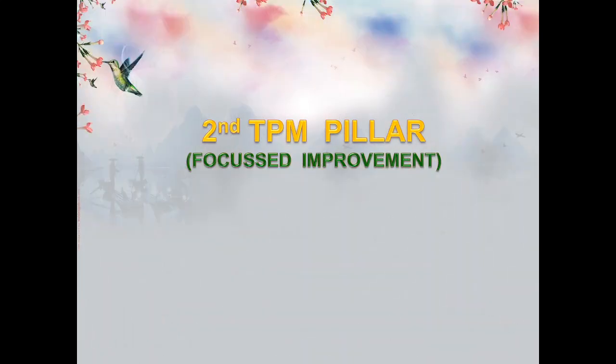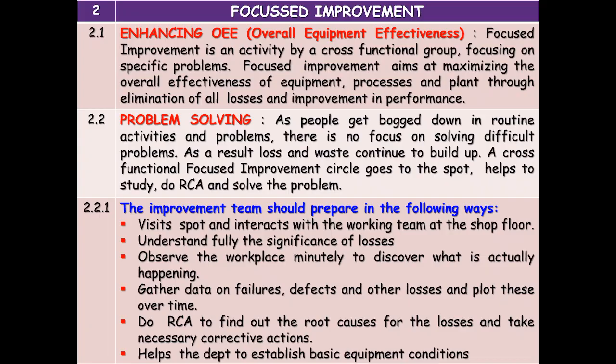The second pillar is focused improvement. Let's see what it is. This pillar focuses on how to enhance OEE, overall equipment effectiveness. Focused improvement is an activity by a cross-functional group comprising process, mechanical, electrical, instrument and project members, focusing on specific problems faced in a department. Focused improvement aims at maximizing the overall effectiveness of the equipment, processes, and plant through elimination of all losses and improvement in performance.